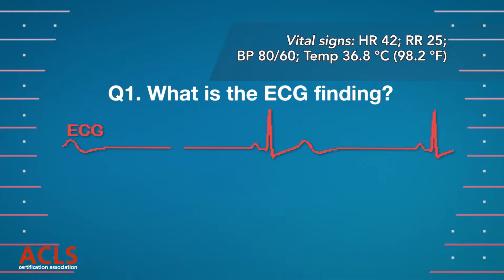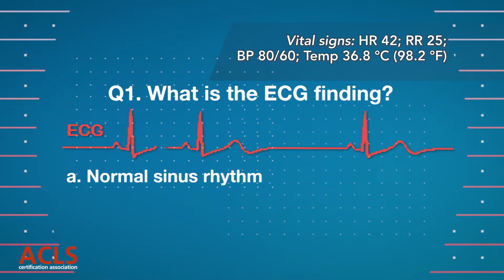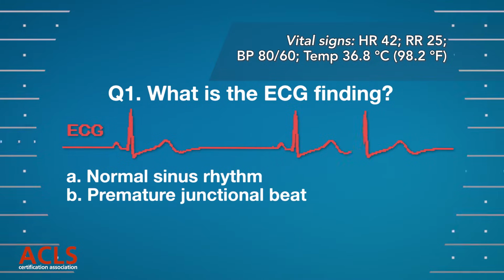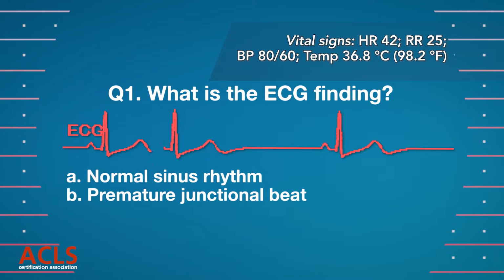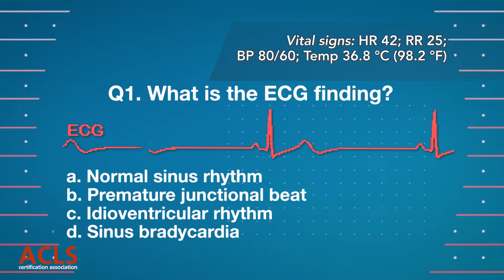Question 1. What is the ECG finding? A. Normal sinus rhythm. B. Premature junctional beat. C. Idioventricular rhythm. D. Sinus bradycardia.